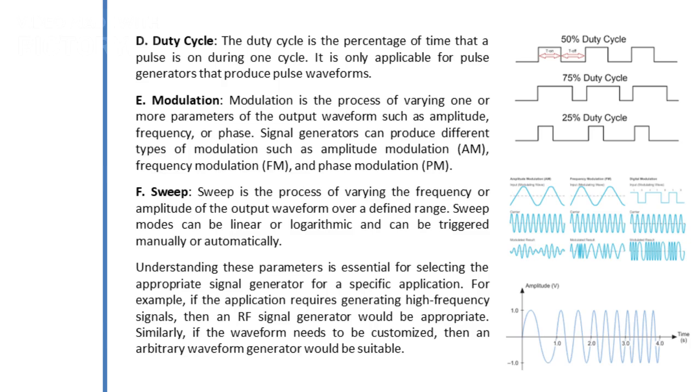Signal generators have a wide range of applications in various fields such as telecommunications, electronics, physics, and engineering. They are used extensively for testing and calibration of electronic and electrical devices. For instance, a signal generator can be used to verify the frequency response of an audio amplifier or to calibrate a spectrum analyzer. They are also used in research and development to generate various waveforms for studying the behavior of electronic circuits, materials, and devices under different conditions.